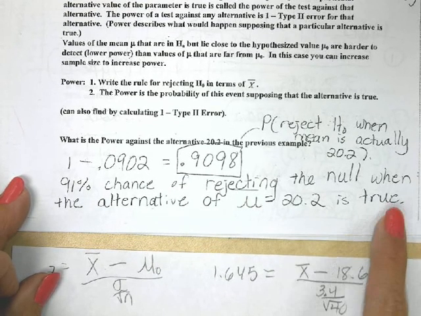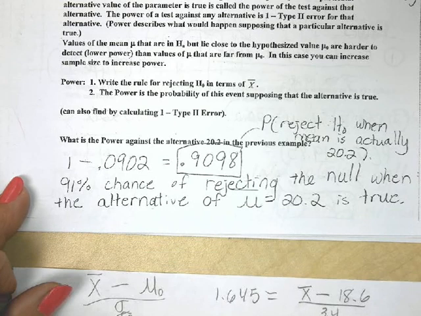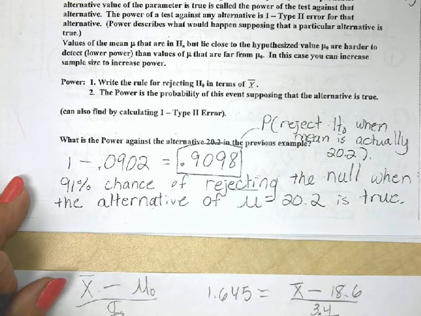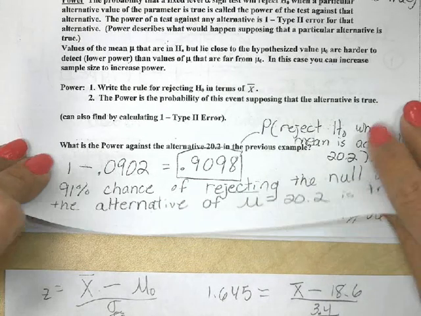So we want power high and type 2 low, and they will always be complementary of each other. So once we know how to calculate a power or a type 2 error, then we can always find the other very easily with a little subtraction. Now let's flip over.